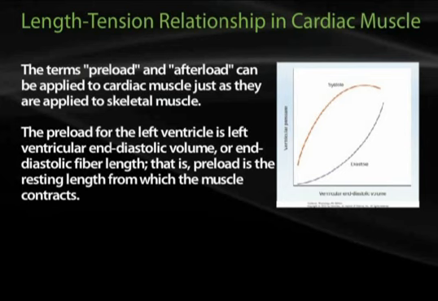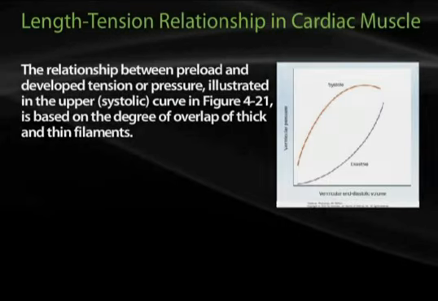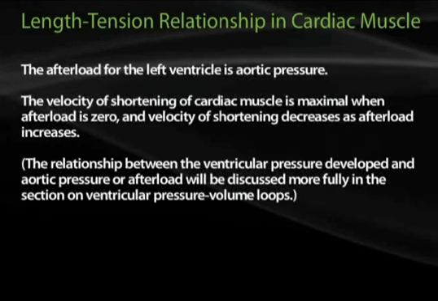The terms preload and afterload can be applied to cardiac muscle just as they are applied to skeletal muscle. The preload for the left ventricle is left ventricular end-diastolic volume, or end-diastolic fiber length. Preload is the resting length from which the muscle contracts. The relationship between preload and developed tension or pressure, illustrated in the upper systolic curve in figure 4-21, is based on the degree of overlap of thick and thin filaments. The more preload, that is, the more stretched out the left ventricle is, in general, the more pressure it will be able to produce during systole.